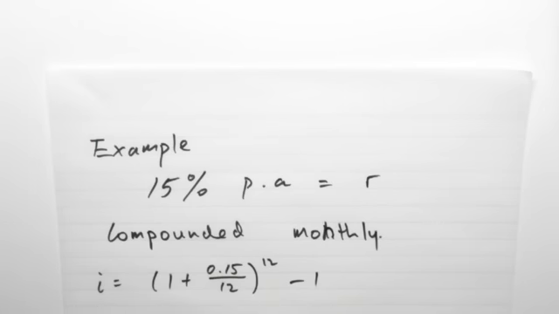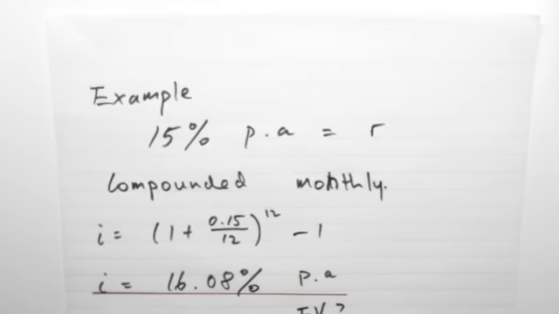Using the equation I equals (1 plus r over m) to the power of m, minus 1, we know it is compounding monthly, meaning that our m is 12. We know our r is 15%. So we put that into the equation, and we will find that our effective interest rate is 16.08% per annum.